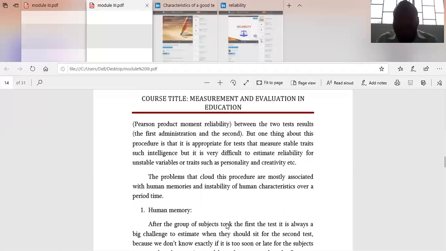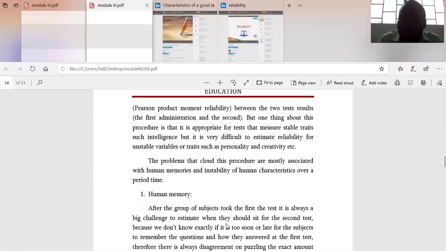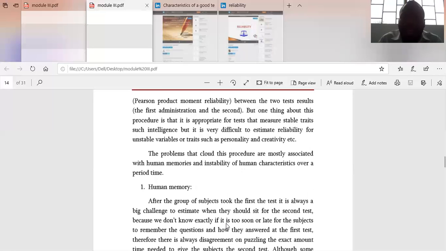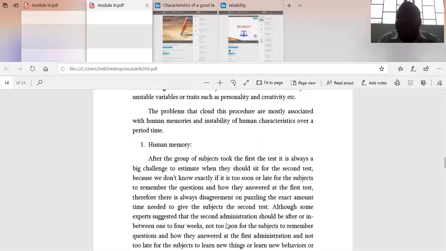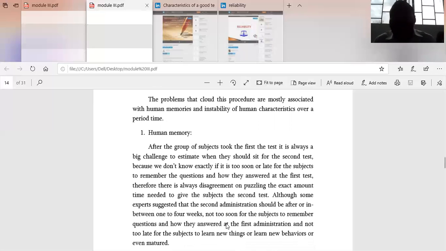So the factor is that of human memory. After the group of subjects took the first test, it's always a big challenge to estimate when they should sit for the second test, because we don't know exactly if it is too soon or too late for the subject to remember the question and how they answered that first test. Therefore, there is always disagreement on the exact amount of time needed before giving the subjects the second test. It is still a debate how long they're supposed to wait. Is it 1 week? Can they not remember what they did in 1 week? And if you make it too long, it also will bring a problem. So that's one of the factors that may affect this.